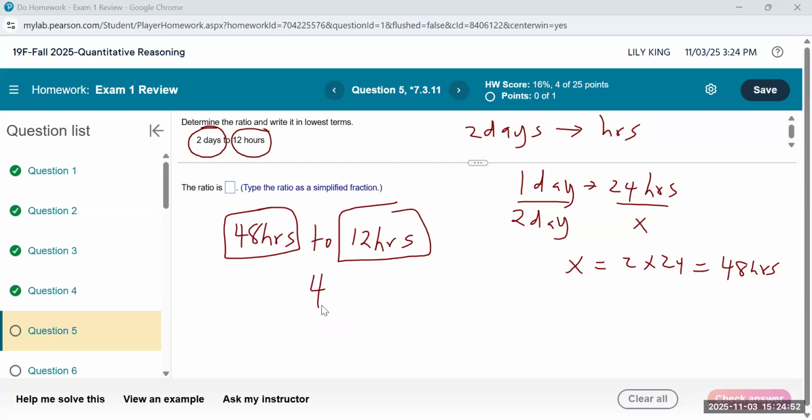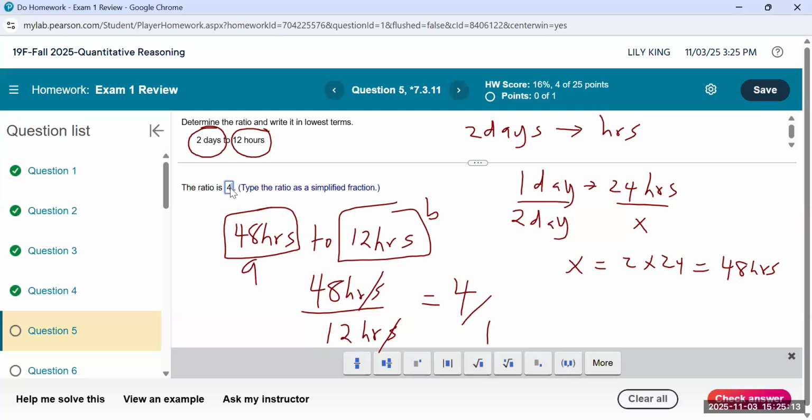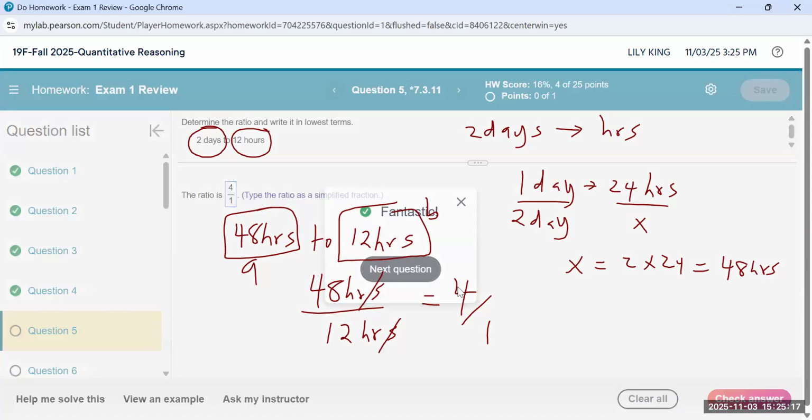You put your 48 hours, which is your A quantity, on top. You put your 12 hours, which is your B quantity, at the bottom. Hours will cancel out. If you divide 48 by 12, this is 4 divided by 1, which is the same as 4. So the simplified fraction is 4 divided by 1.